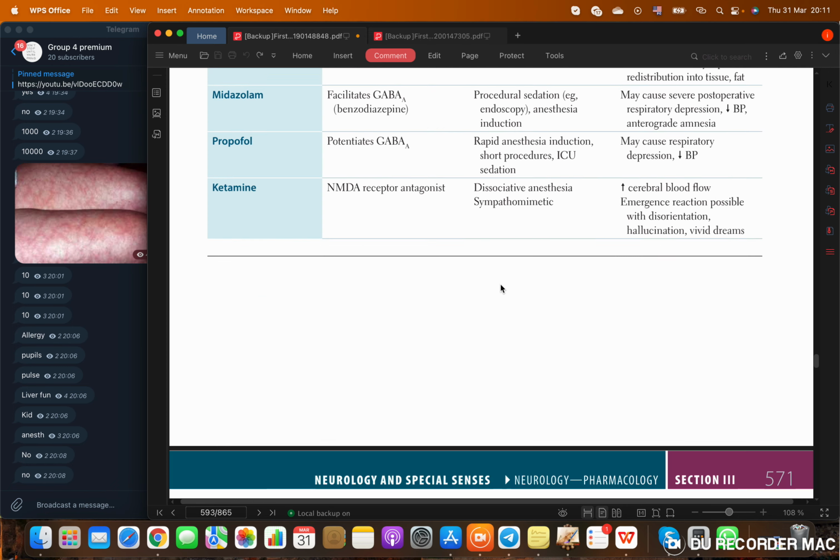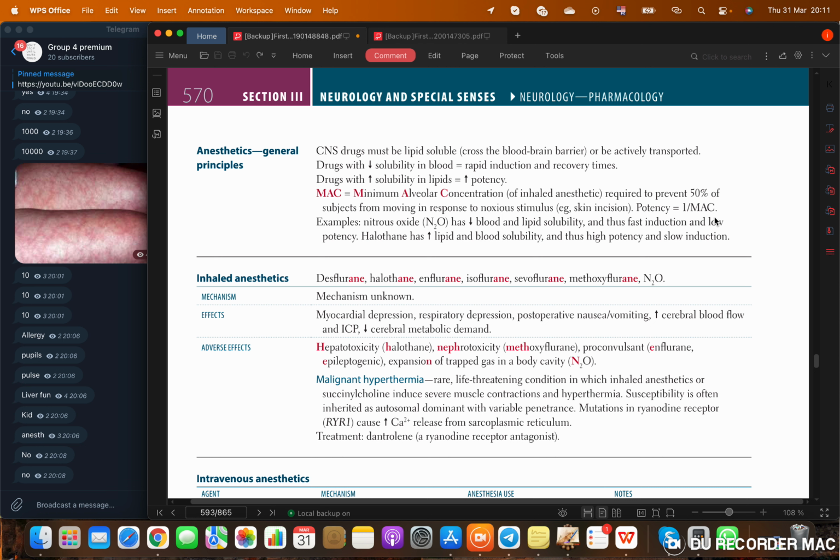So it's the concentration required to prevent 50% of subjects from moving in response to a noxious stimulus, which is a skin incision. Okay, so it's how much drug I should give the patient for the sake of knocking him out to prevent the pain. And you calculate potency as 1 divided by the MAC. Nice. So you can say that the lower the amount of medication you give that leads to the patient not being able to feel this noxious stimulus, which means painful stimulus, the higher the potency of this medication.